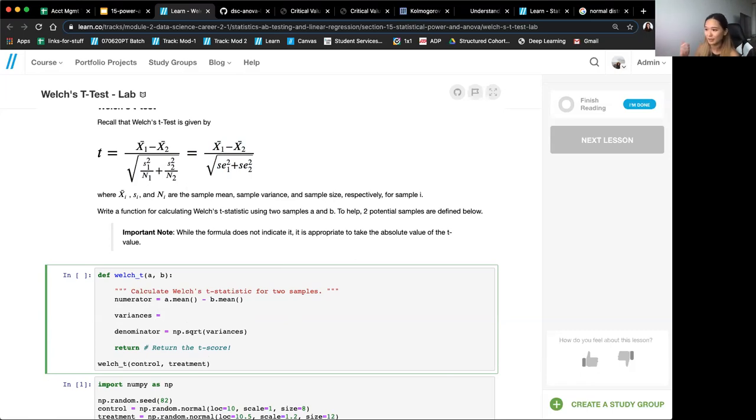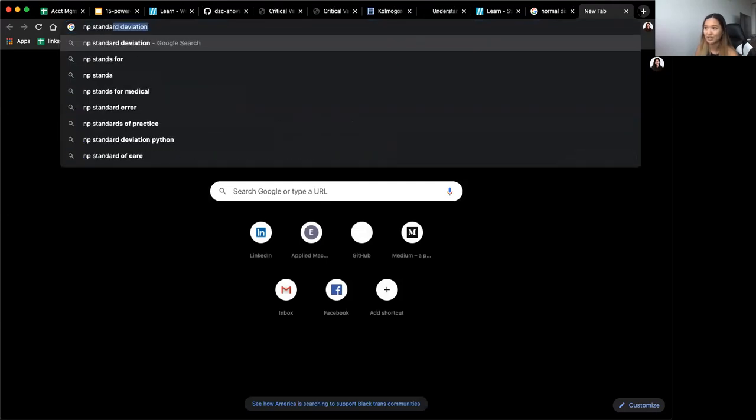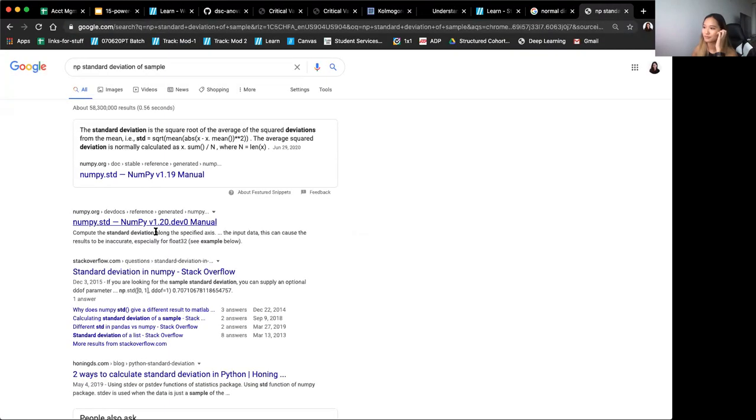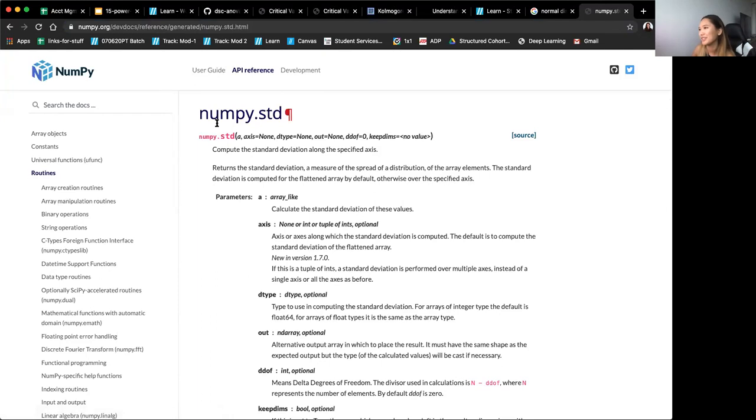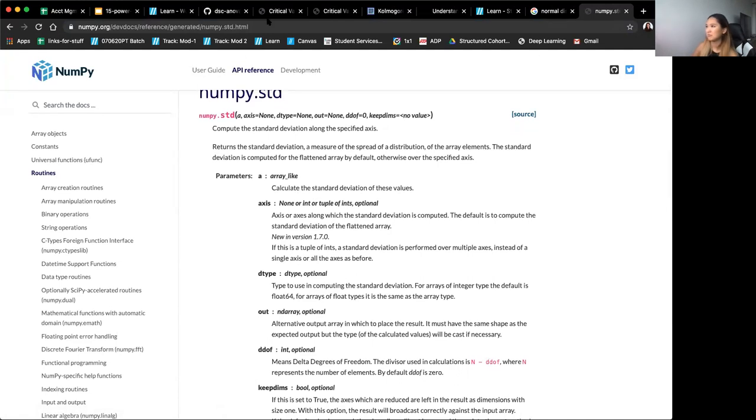Variances is equal to, let's see, A dot standard deviation. I don't remember if this is the actual NumPy formula, but we can always look it up later. It's that divided by the length of A, plus the same thing, B dot std divided by the length of B. And just to double check, I will Google NumPy standard deviation of sample. And oh, what do you know? It is std. And then let's see. Yep, that seems to be right.